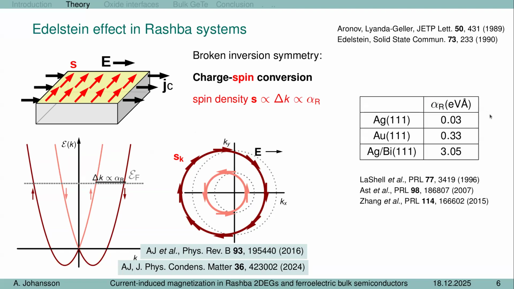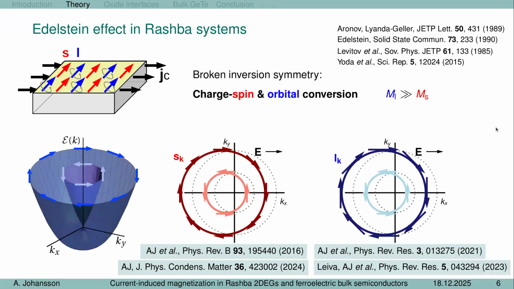And here I just summarized some literature values for this Rashba parameter for some standard systems like the silver surface, the gold surface, and also the silver bismuth surface alloy. And you see we have here like 2 orders of magnitude in between these systems. These are just typical values which exist in nature. So this is the Edelstein effect, which has been originally discussed in these two publications.